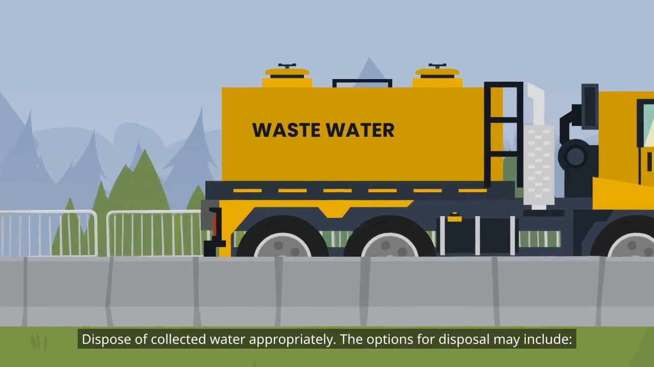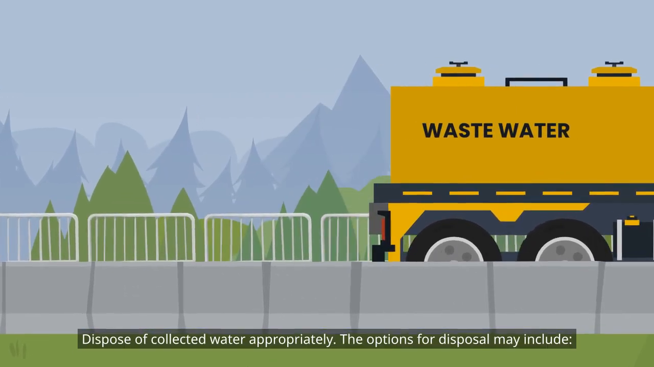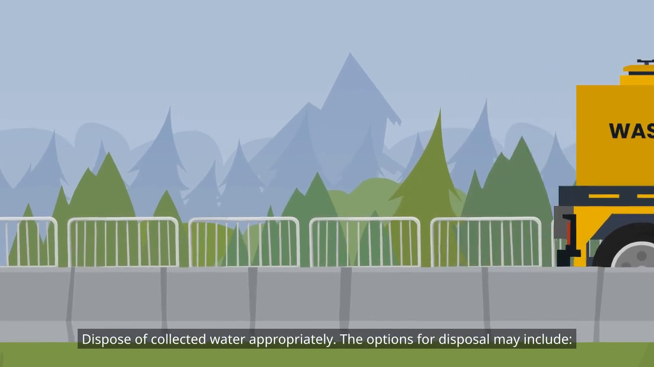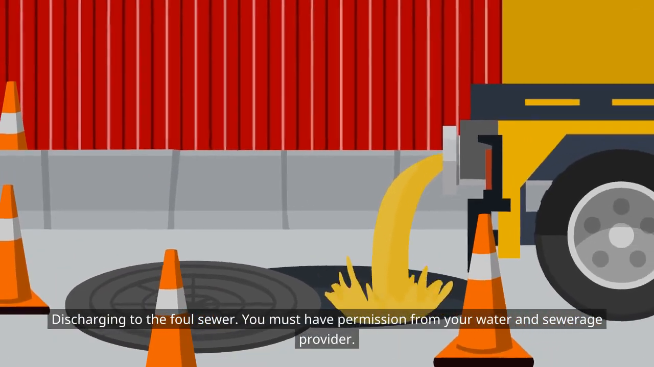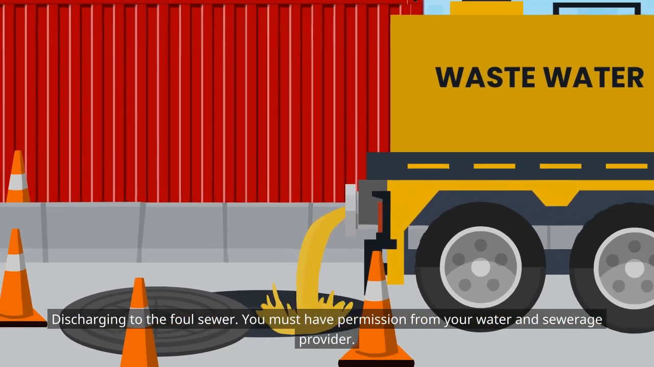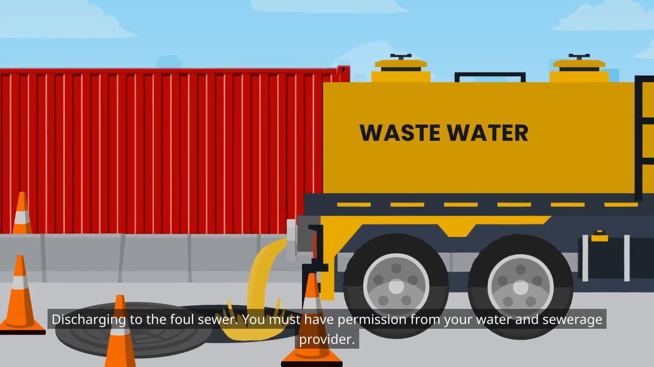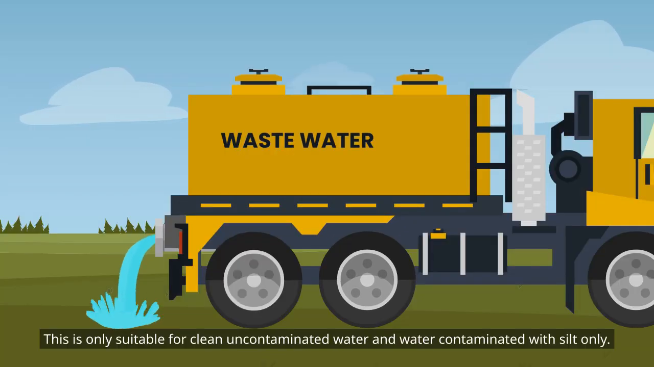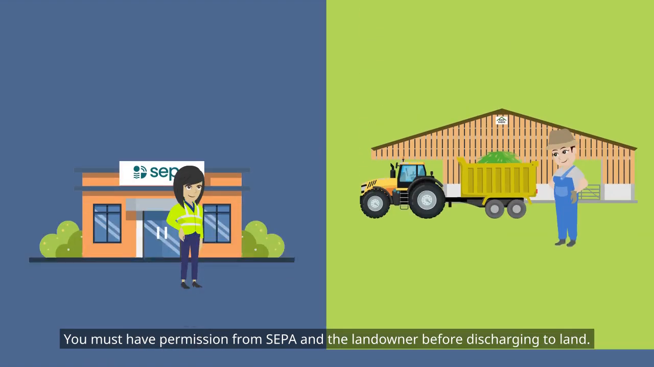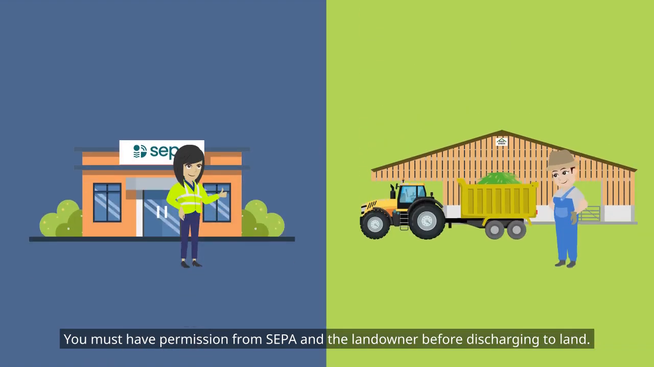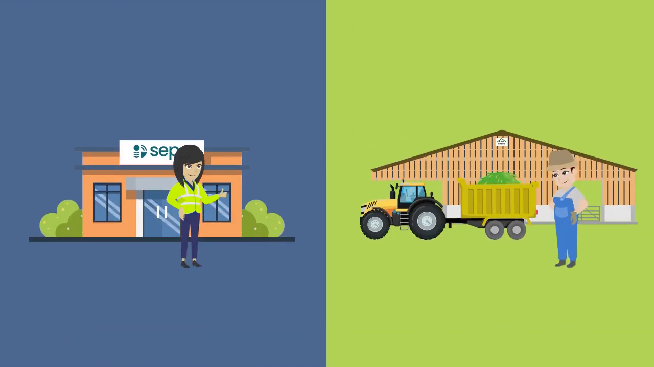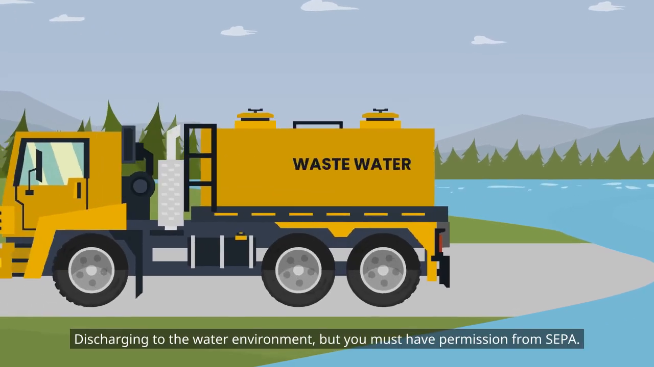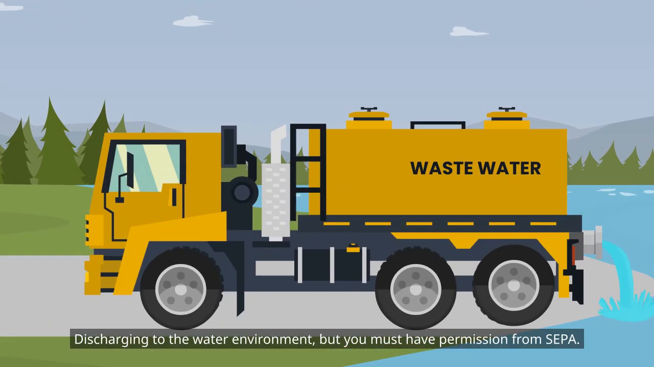Dispose of collected water appropriately. The options for disposal may include discharging to the foul sewer. You must have permission from your water and sewerage provider. Discharging to land. This is only suitable for clean uncontaminated water and water contaminated with silt only. You must have permission from SEPA and the landowner before discharging to land. Discharging to the water environment, but you must have permission from SEPA.